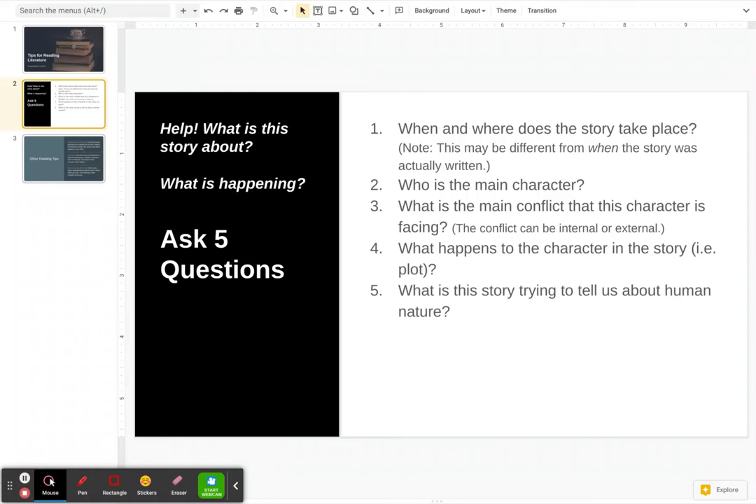4. What happens to the character in a story? This is also what we call plot. This is the external things that happen to the character that the character then responds to. 5. What is the story trying to tell us about human nature?